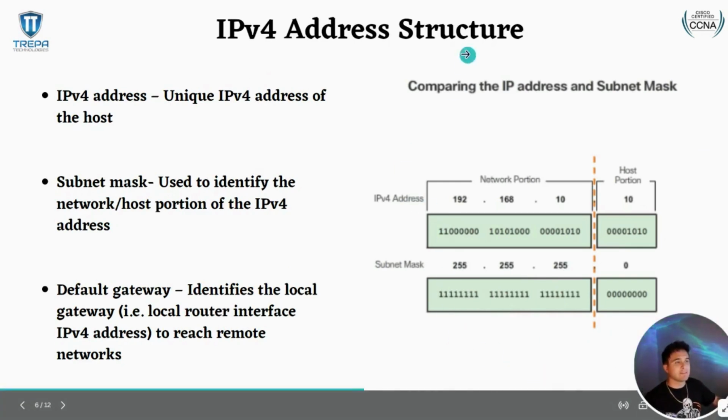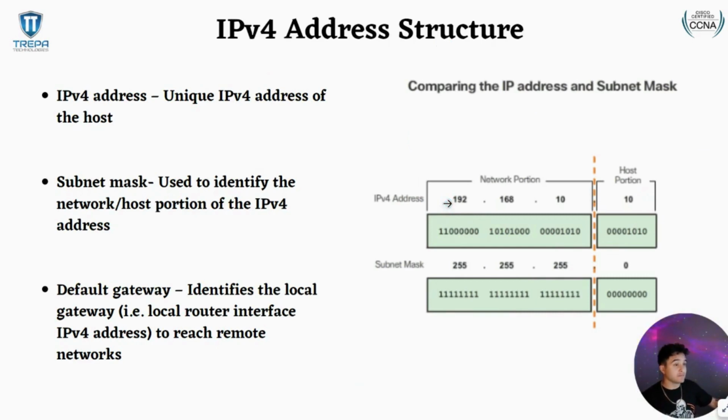All right. Now let's go over the IPv4 address structure. So how do we make it unique? How do we know when a host is unique? Well, let's break that down. So in an IPv4 address, we're going to have two sections. We are going to have something called the network portion and the host portion.